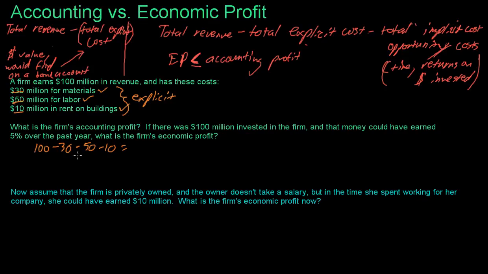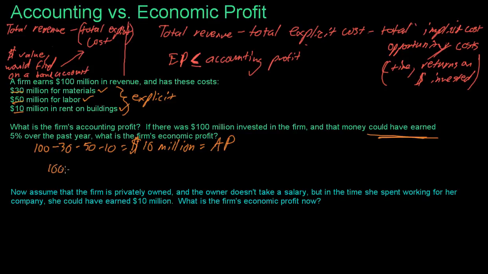So 100 minus 30 is 70, minus 50 is 20, minus 10 is 10. So this firm earned $10 million in accounting profit, and I'm just going to abbreviate that AP. So now if there was $100 million invested in the firm, and that money could have earned 5% over the past year, what is the firm's economic profit?